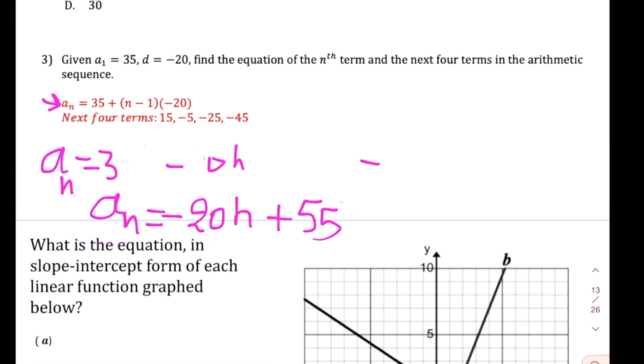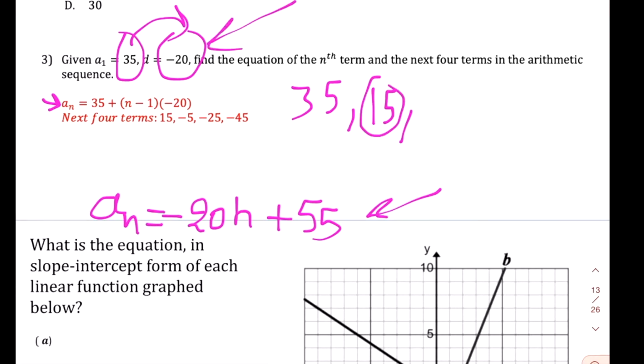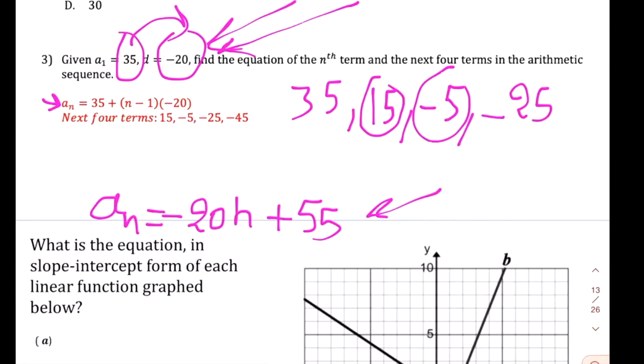Now the next part is find the next four terms. You can use this, or you can use just the difference. So the first one is 35. The next one is 35 plus negative 20, which is 35 minus 20, which is 15. The next one is 15 plus the difference, negative 20, which is negative 5. The next one is negative 5 plus the common difference. So it gives you negative 25, and so on.